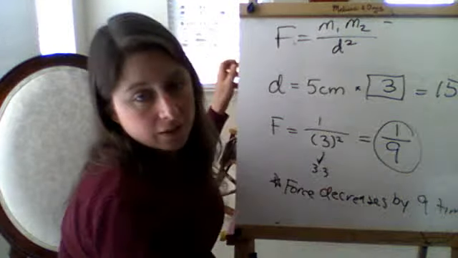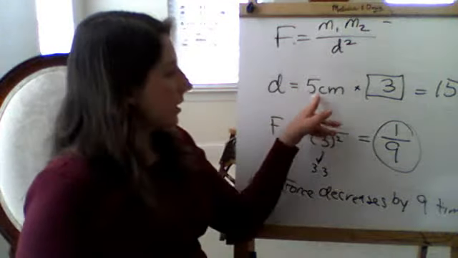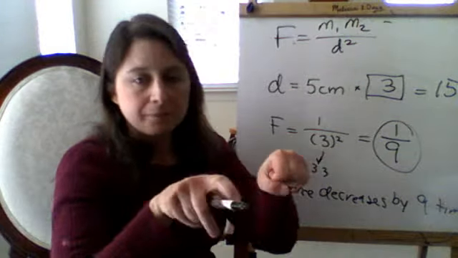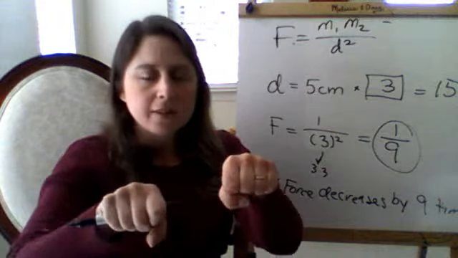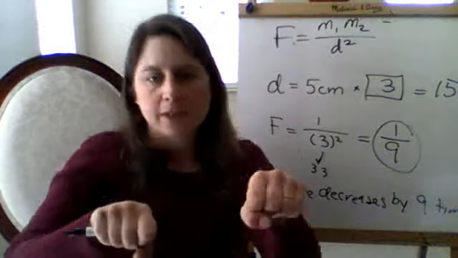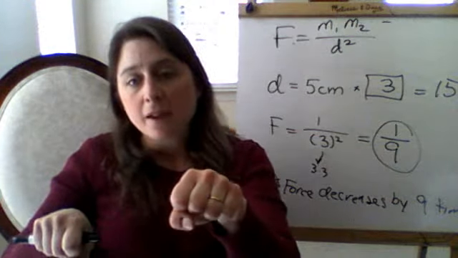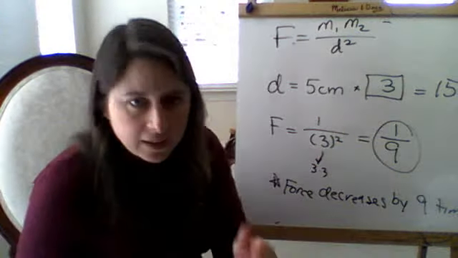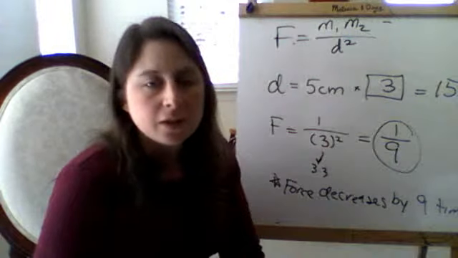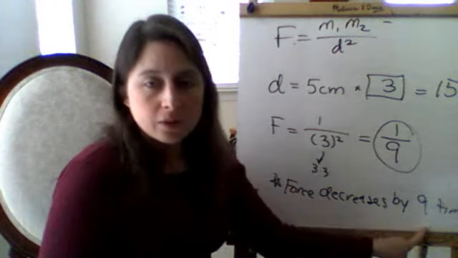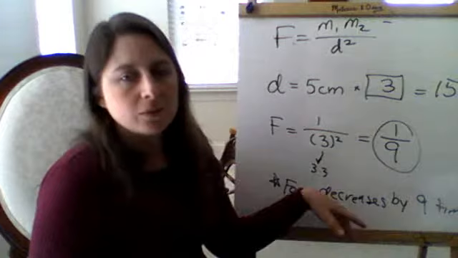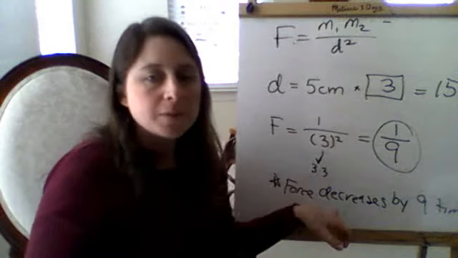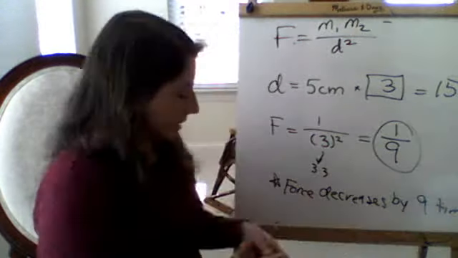So, and then if you think that through, it makes sense, because if you have these two objects, and they're at 5 centimeters apart, and then you increase the distance between them, gravity decreases. That makes sense. You want to think through your answers to make sure that you see that they make sense. So when you increase the distance between them, the gravitational force decreases, in this case by 9 times.